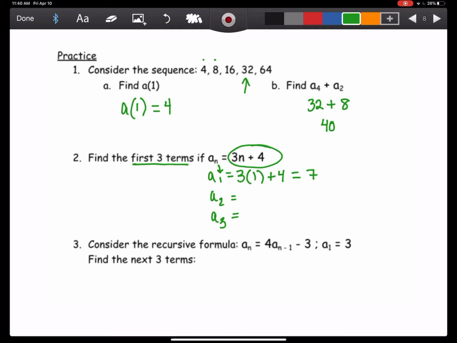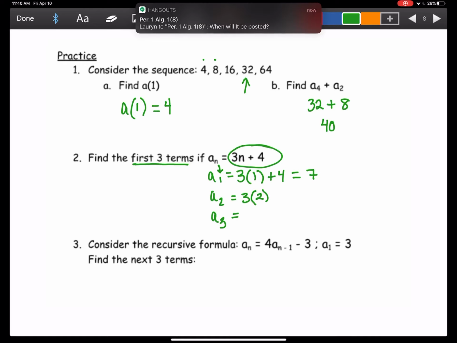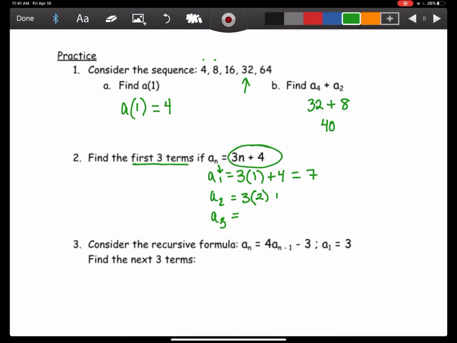Then we move on to the second term in the sequence. So a sub 2 means to substitute 2 in for the letter n. And now we get 10 for the second term in the sequence.